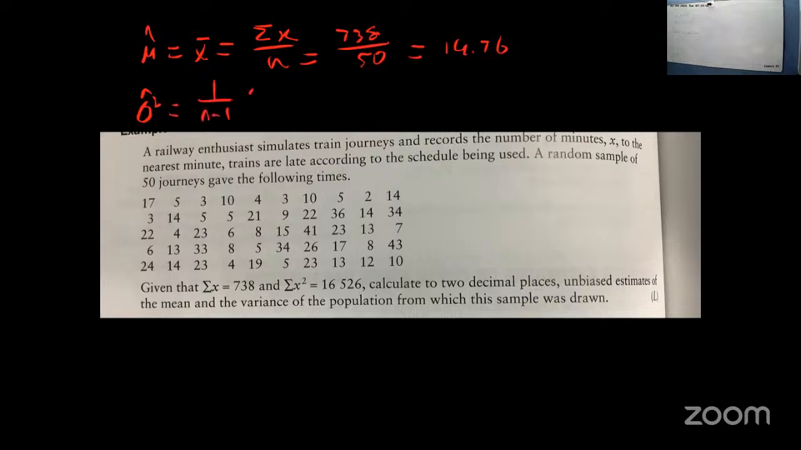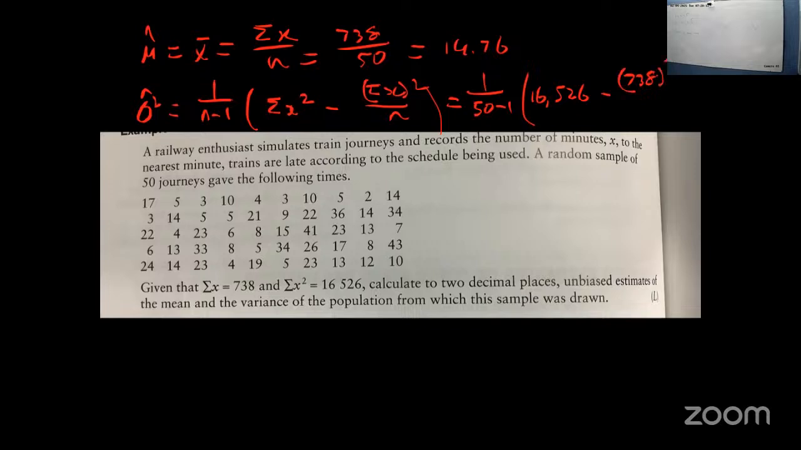Now, to get the variance, the best formula to use will be 1 over n minus 1, times the sum of x squared, because we have that, minus the sum of x all squared on n. So that's 1 over 50 minus 1 by 16,526 minus 738 squared all over 50. And when you work that out, you should get 114.96.